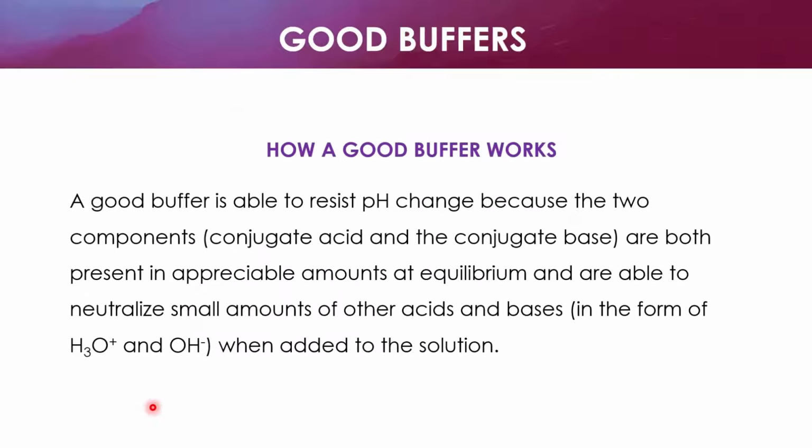So let's see how a good buffer works. A good buffer is able to resist pH changes when the two components, the conjugate acid and the conjugate base, are both present in appreciable amounts at equilibrium and are able to neutralize small amounts of other acid and base, in the form of hydrogen ions and hydroxyl ions, when added to the solution.